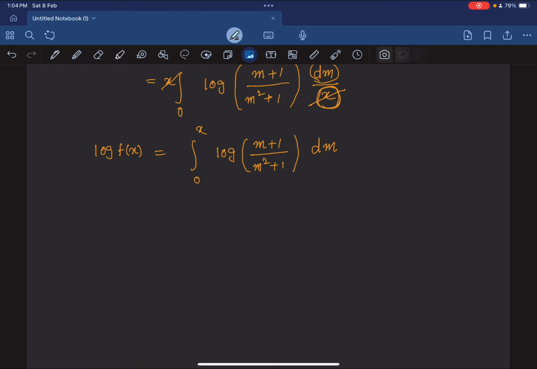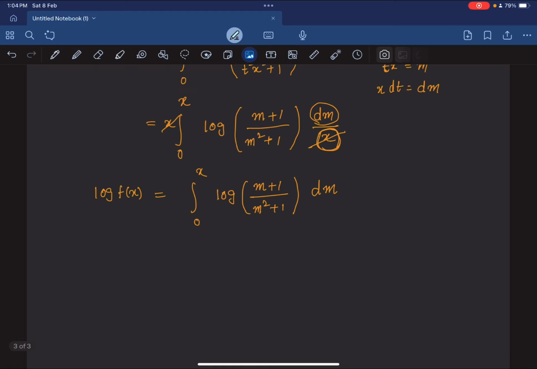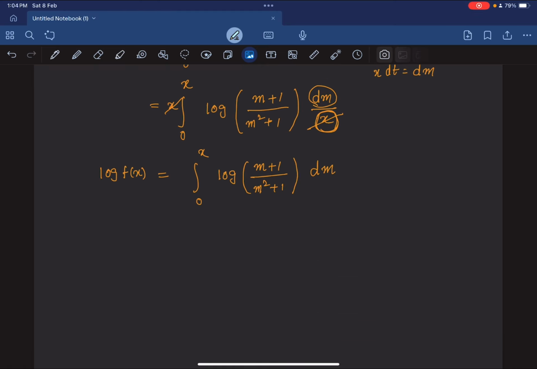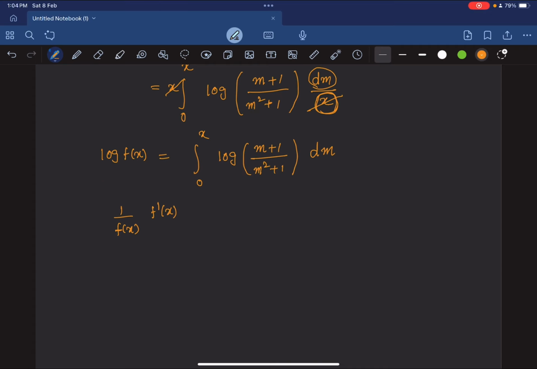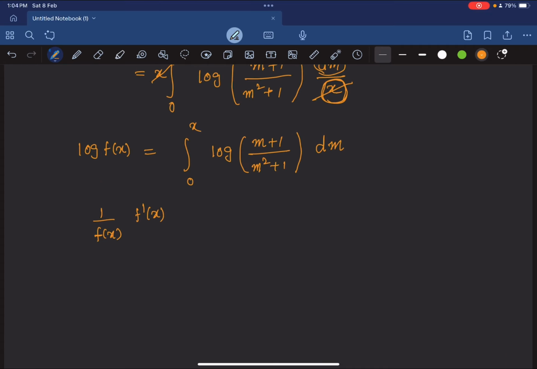Now let us differentiate this on both sides. So what is the differentiation of LHS? Log of f of x differentiation is 1 upon f of x times f dash of x. So whatever product we are looking for in the options, f dash of x by f of x, we got it here. All right. So how do you differentiate this side?